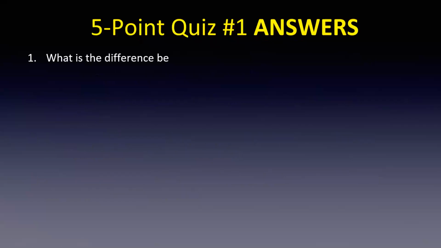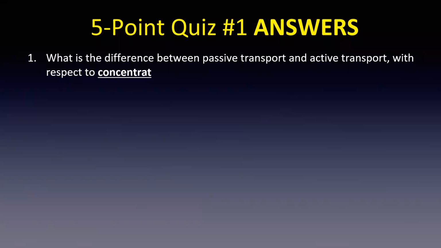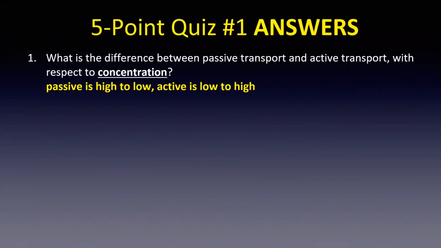Okay, so answers. The difference between passive and active transport with respect to concentration. Always think about a concentration gradient, because passive is high to low concentration, while active transport is low to high concentration. So they're opposite.